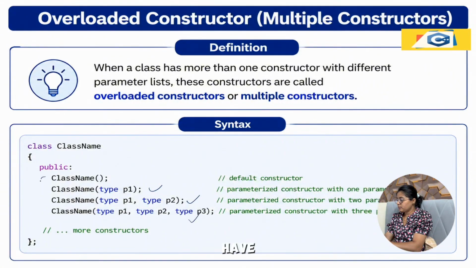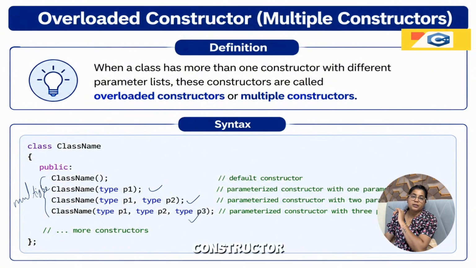So we have multiple constructors in a class, which will give you overloaded constructor. Clear? It's very simple. From the name itself, we can say that a class will have multiple constructors, means more than one constructor in a class.